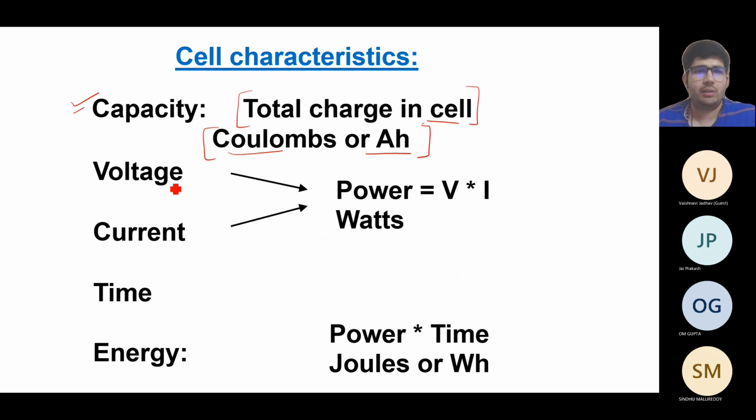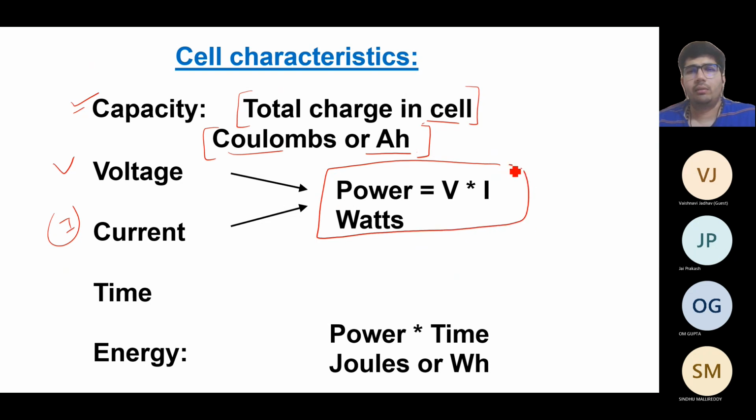So voltage is V, current is I. So power in watts will be V into I. It's a very popular formula; I think we are using it from class 8. So power is V into I, voltage into current. Time is T. If you want to find the energy, just multiply with the time, because watt is joule per second. So this is the rate of doing work. If you want to find the energy, then multiply it with time.